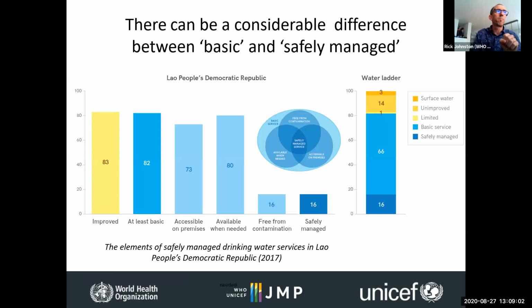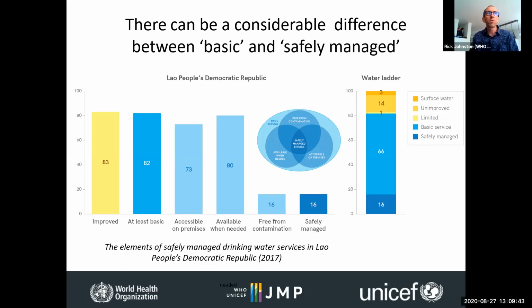And here's an example from a 2017 household survey in Lao PDR, which had the standard questions on the type of water supply, which showed that 83% of the population was using water from an improved source. Only 1% of those were more than 30 minutes away, so 82% had water that was at least basic, could be either basic or safely managed. But this survey also included questions on accessibility, if the source was located on premises, and availability, if there had been any time in the last month when the household didn't have sufficient water. And in most cases, the water in Lao was located on premises and was available when needed.